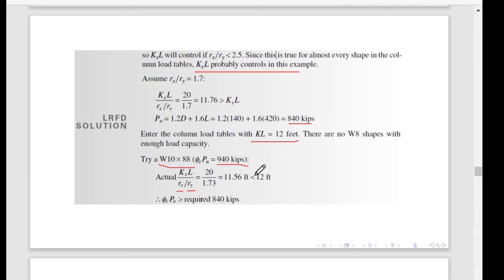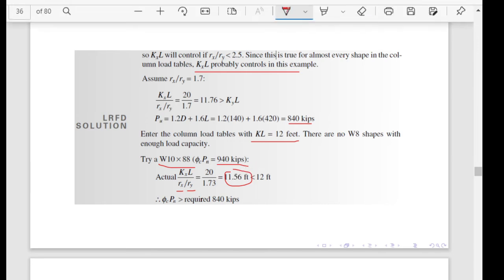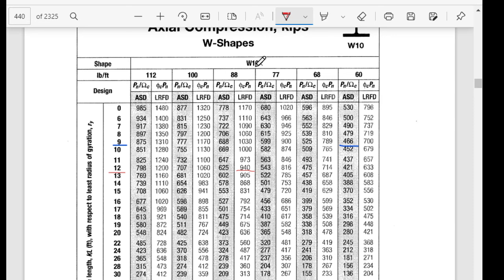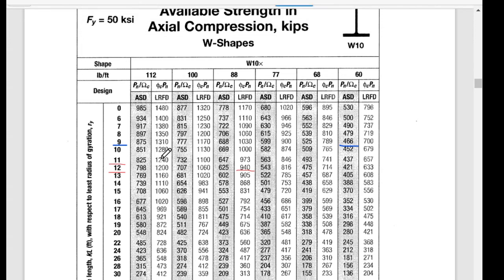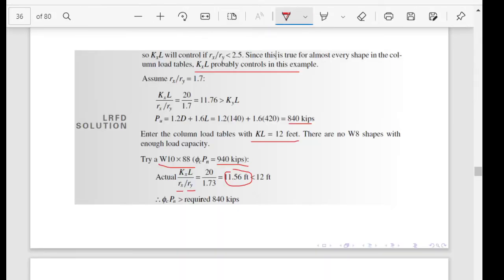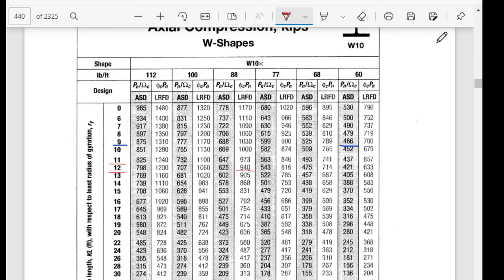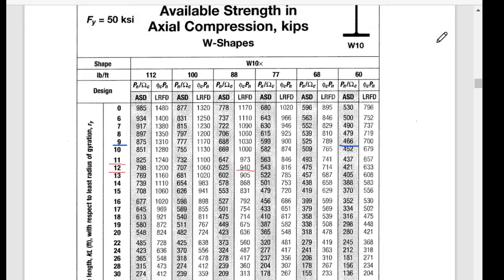Then, by interpolation, dapat siya mo greater than 840 kilopounds. So, by interpolation, again, tanaw na to ni siya nga value. I mean, atong siyang i-compute nga value by interpolation since wala man siya exact nga value sa table, di ba? Kung tanaw tayo, W10 by 88, that is between 11 and 12. Value is 11.56. We have 11, 11.56, 12.